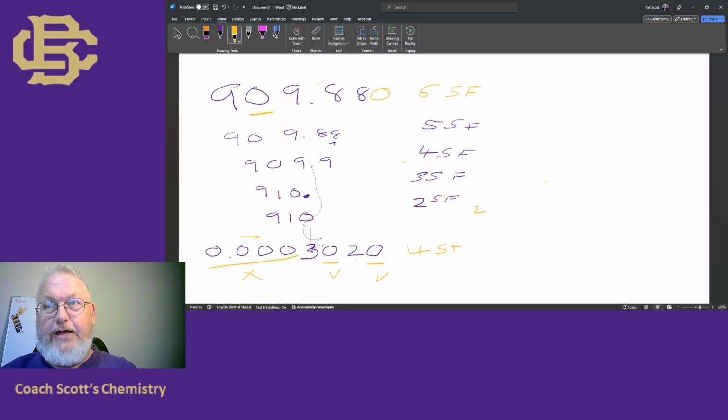Now I can write that a couple of ways. I could write it in scientific notation. Go back up here and choose the purple again. Let me see where I'm at. Up here, there we go. I'm going to write that in scientific notation. I'm going to write it like so: 3.020 times 10 to the minus 4.